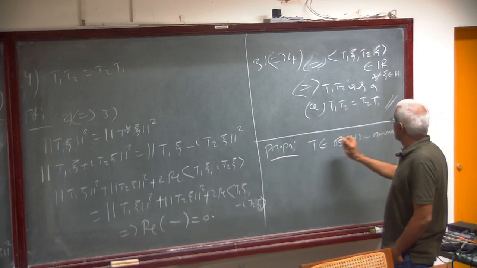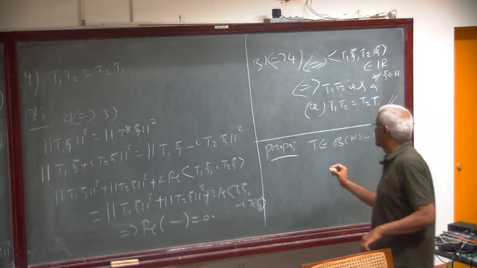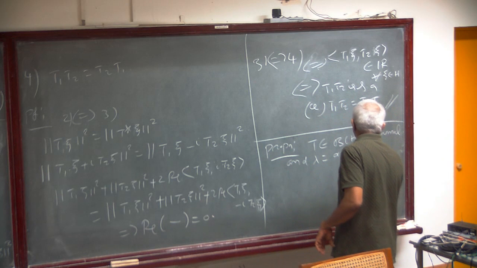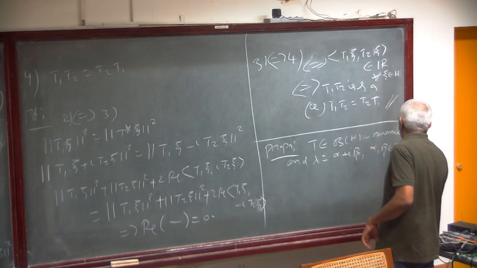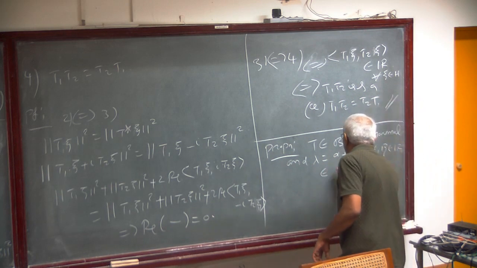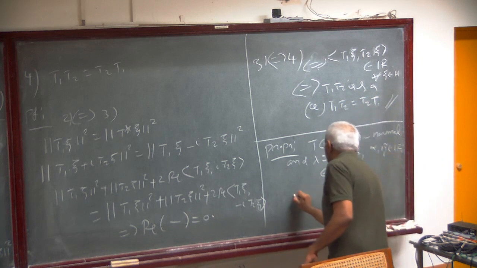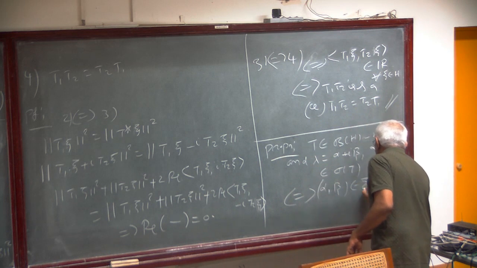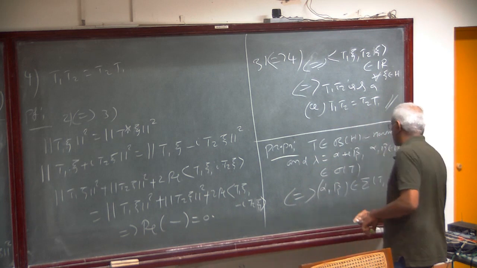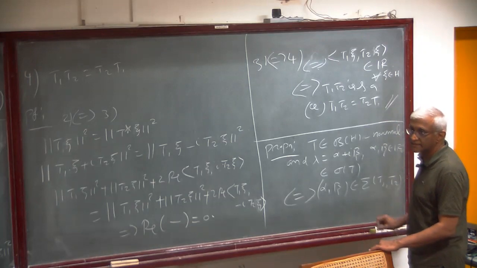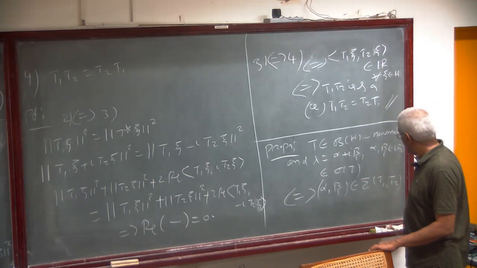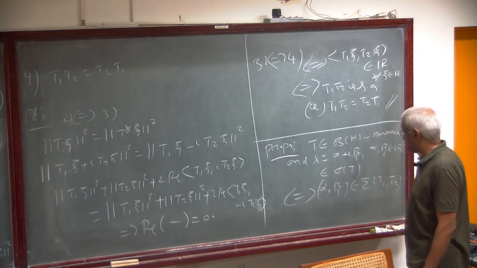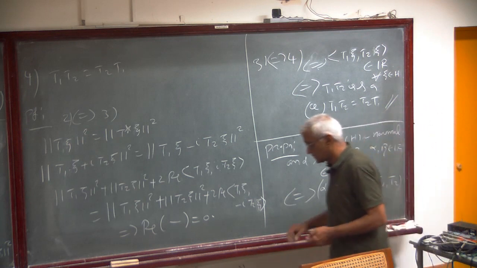Okay, so this is fairly clear. So now if T is a normal operator, and lambda equal to alpha plus i beta, where alpha and beta are real, is in the spectrum sigma of T, this is equivalent to saying that (alpha, beta) is in the joint spectrum sigma of (T1, T2). That is a statement, and that should be clear from this.